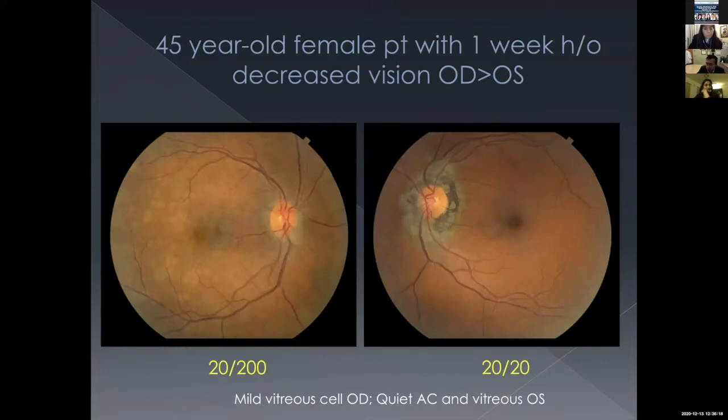The third condition that I wanted to discuss, at least in this segment, is MEWDS. This is a 45-year-old patient with a 1-week history of decreased vision in the right greater than left eye. Her vision has declined in the right eye to 20/200. She's 20/20 in the left eye. And these patients will sometimes have mild vitreous cell, which this patient had. And you can see the white lesions at the level of the outer retina. Her anterior chamber is quiet, and vitreous is quiet in the left eye.